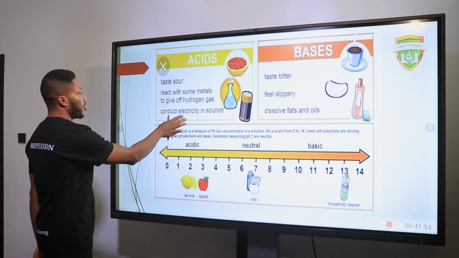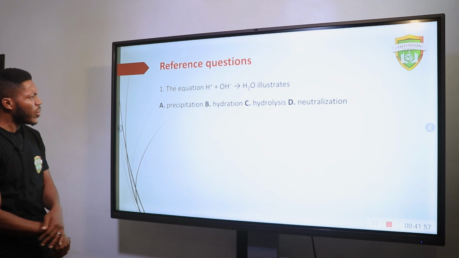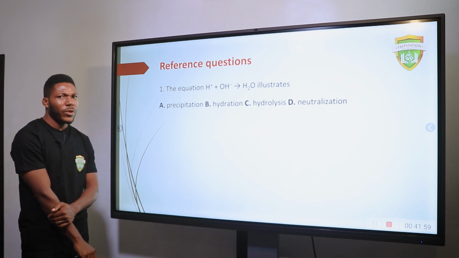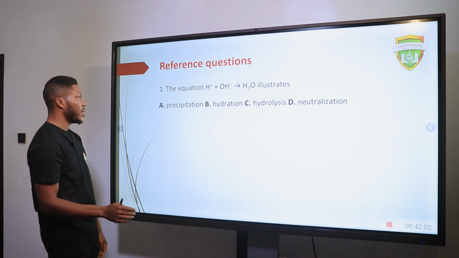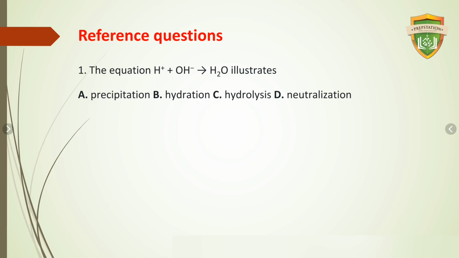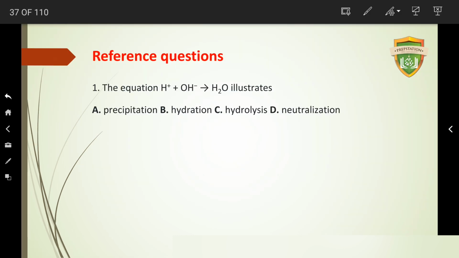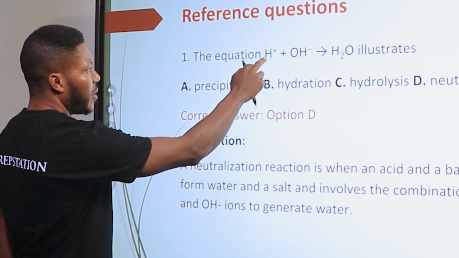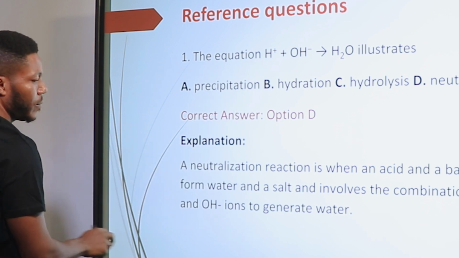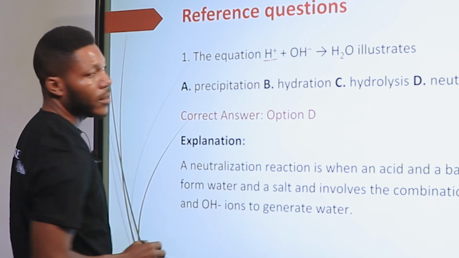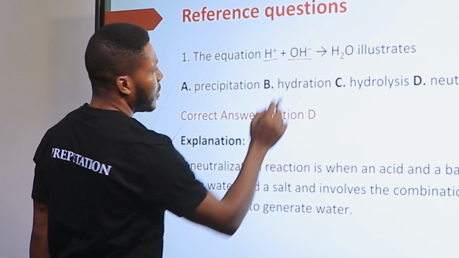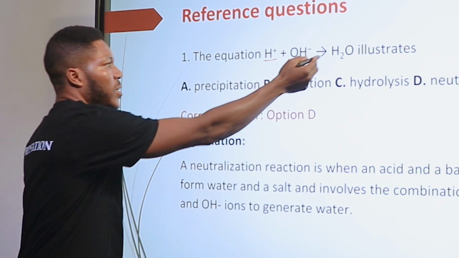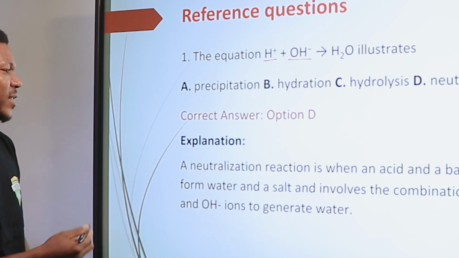Okay, the same as the illustration of what I said before. Let's look at some JAMB questions regarding acid, base, and salt. The question is: the equation H+ + OH- = H2O illustrates what? So this is a neutralization reaction. Why? This represents your acid. This represents your base. When they come together, water is formed. So the answer there is D, complete neutralization reaction.